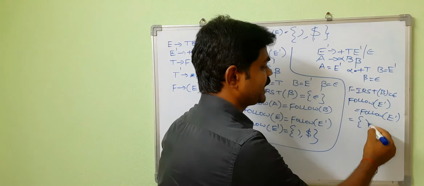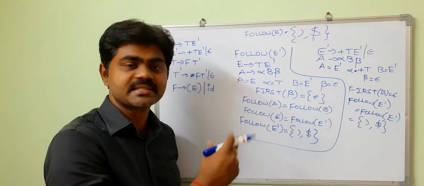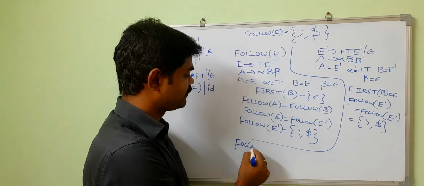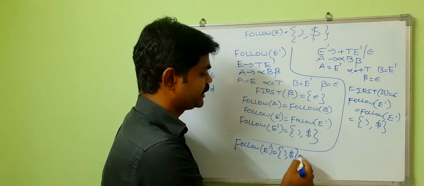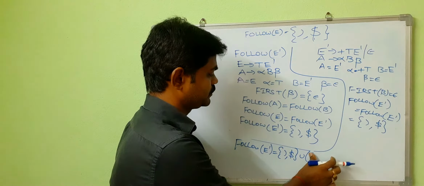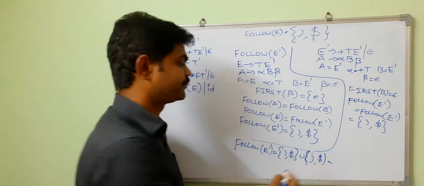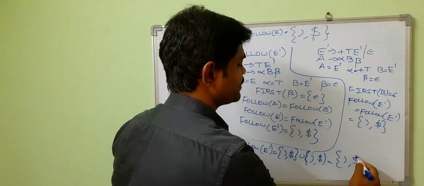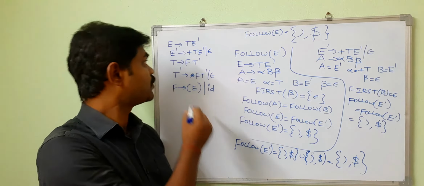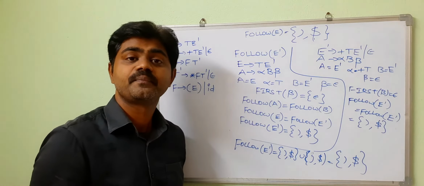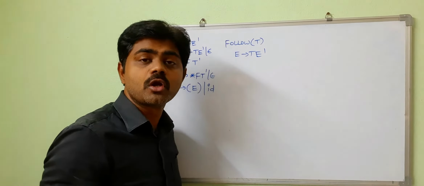So what we get here? Right parenthesis comma dollar. Now we should union these two answers. So finally, follow of E dash equal to right parenthesis comma dollar union right parenthesis comma dollar, which is nothing but the same answer, right parenthesis comma dollar. So follow of E dash equal to right parenthesis comma dollar. Now we should find follow of T.